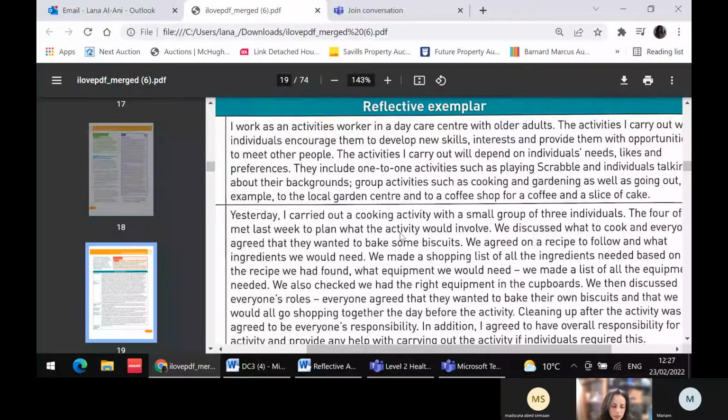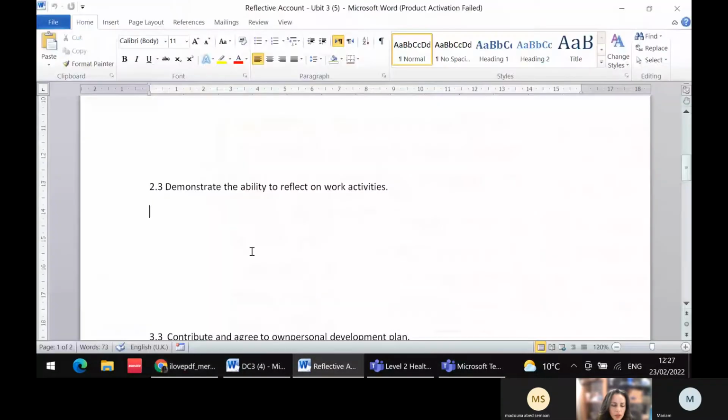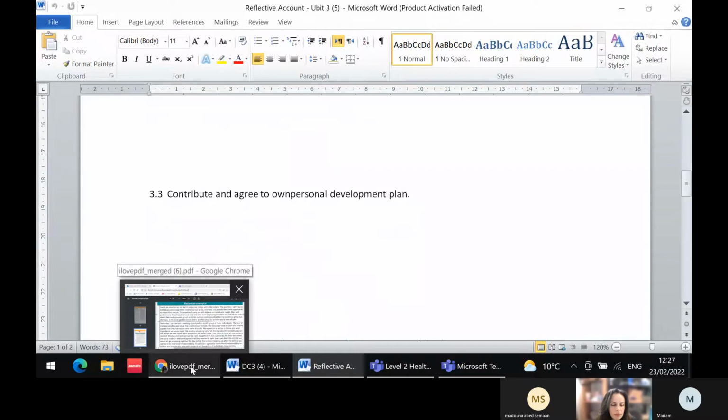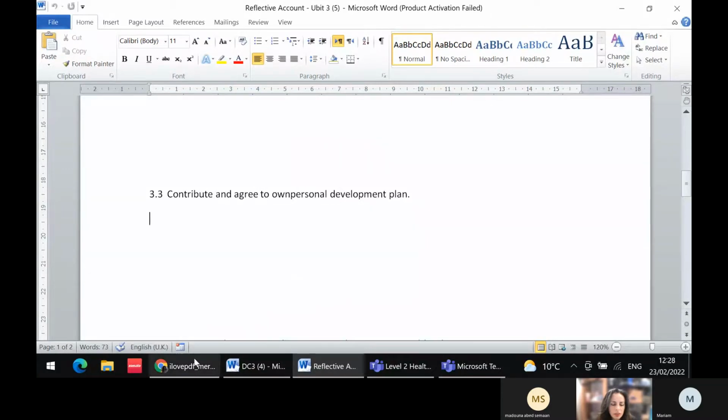Just talk about yourself. Now if I go to here, contribute and agree on a personal development plan. Here I'm going to send you a personal development plan, and you will be just writing down what training you need. This is easy. You don't need to do research, just write about yourself. So if we go to 3.3, let us go to 3.3.